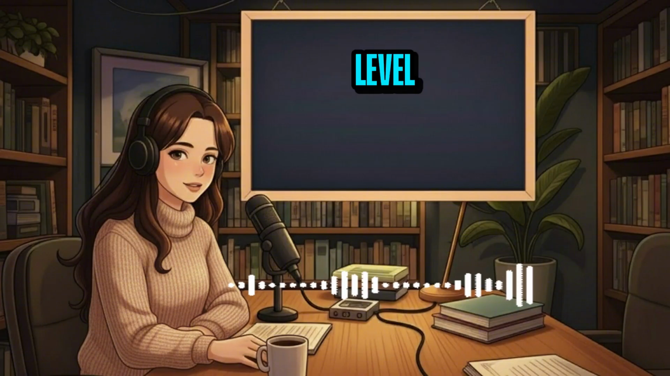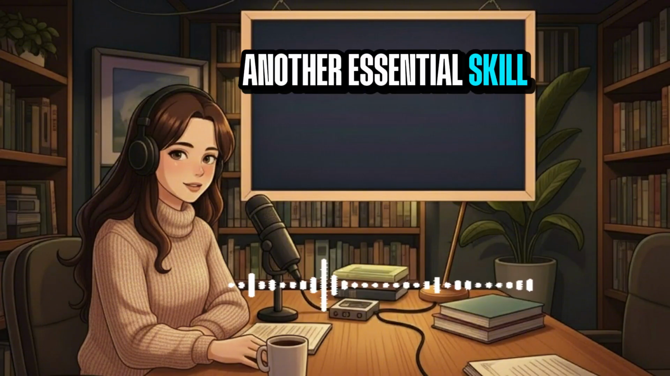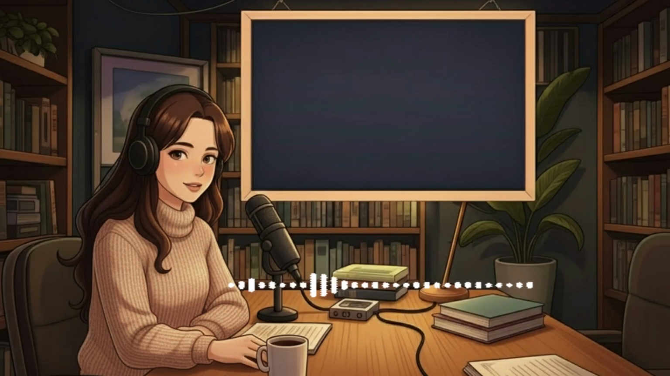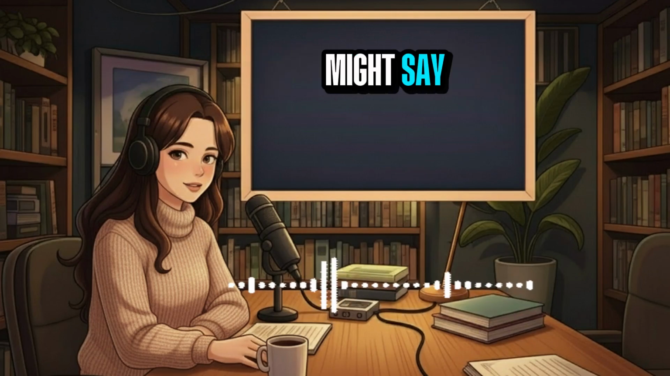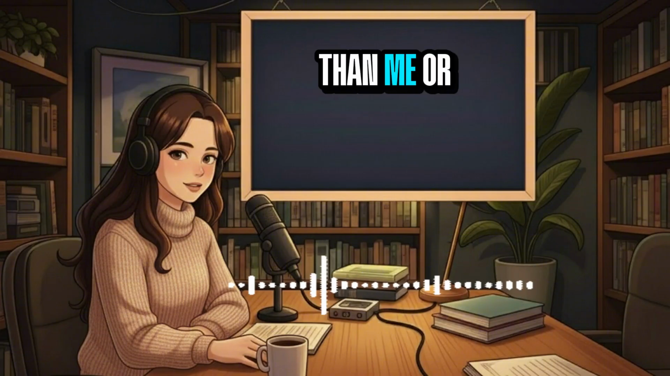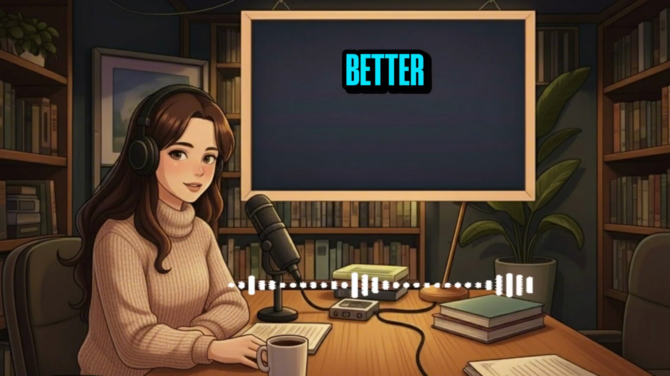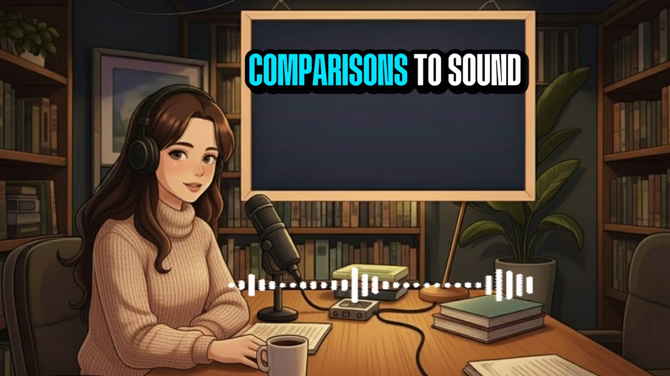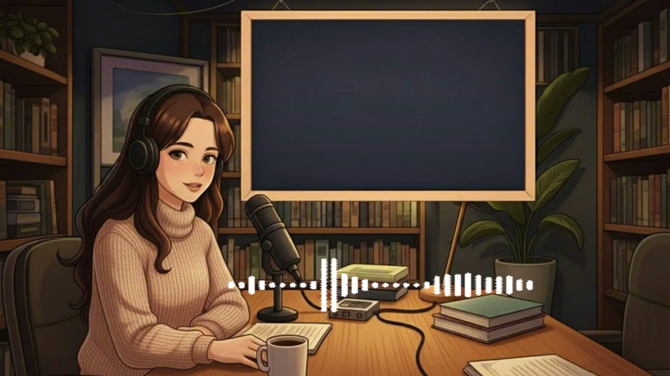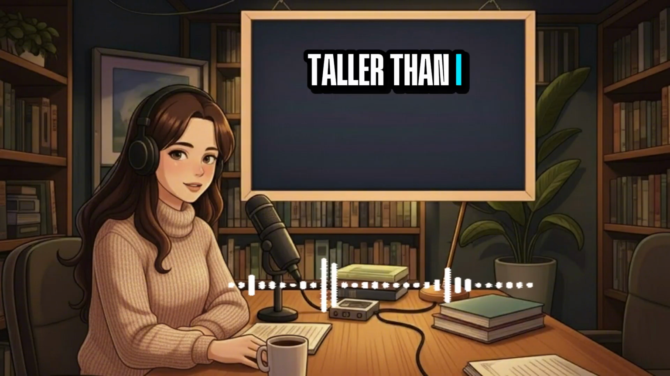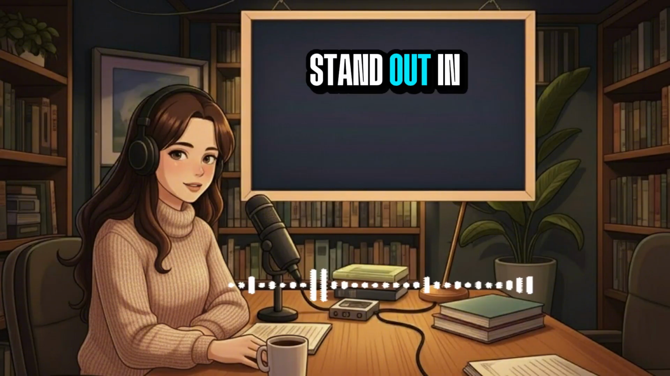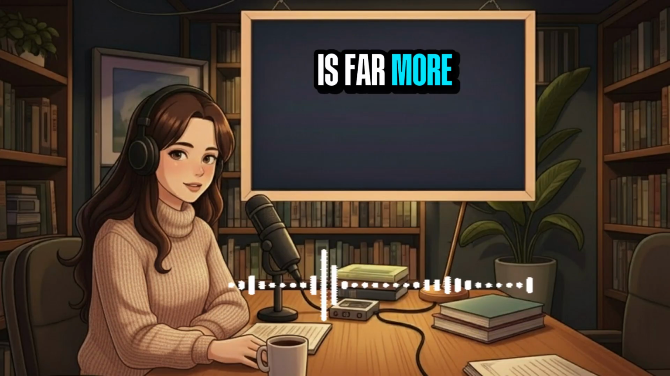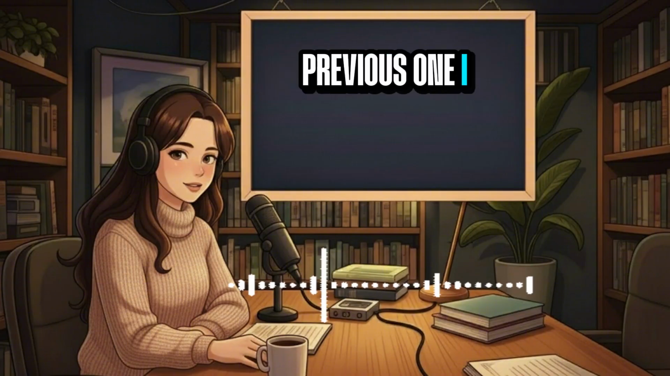At the C2 level, another essential skill is mastering advanced comparisons. At B1, you might say, she is taller than me, or this book is better. At C2, you can expand your comparisons to sound more polished. She is significantly taller than I am, which makes her stand out in a crowd. Or, this book is far more insightful than the previous one I read.